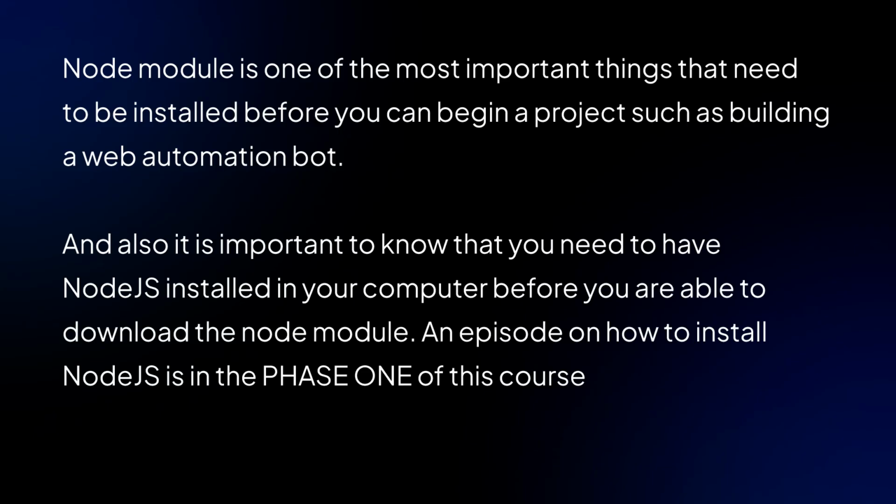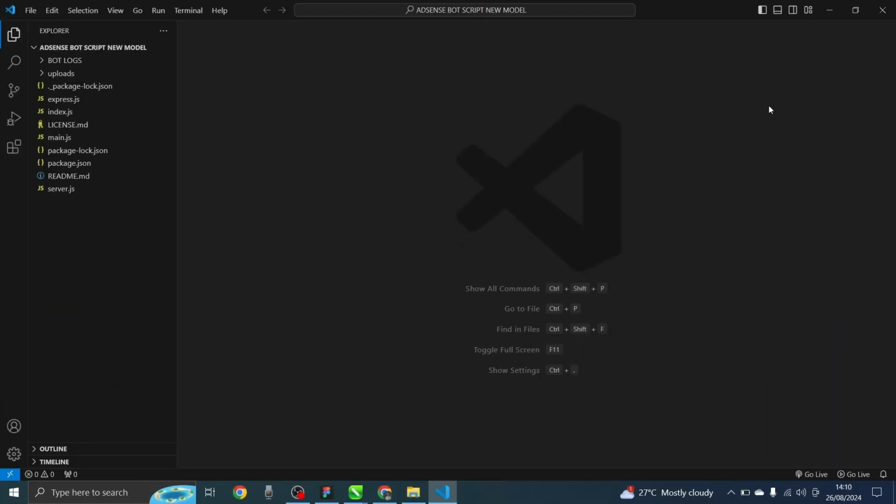Node module is one of the most important things that need to be installed before you can begin a project, such as building a web automation bot. And also, it is important to know that you need to have Node.js installed on your computer before you can be able to download Node module. An episode on how to install Node.js is in phase 1 of this course.